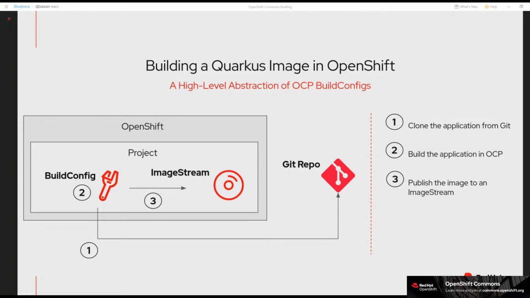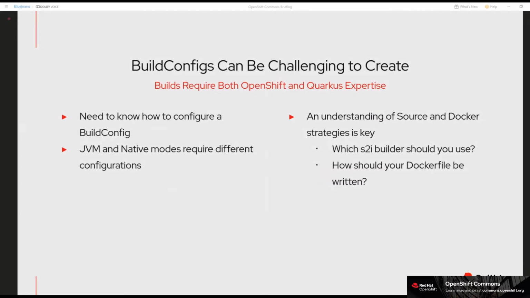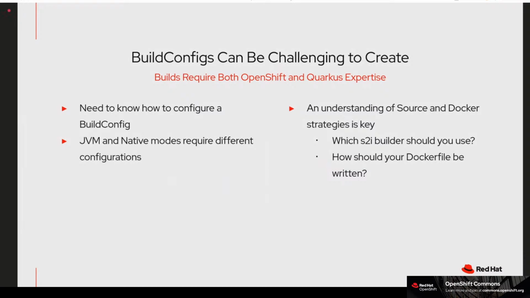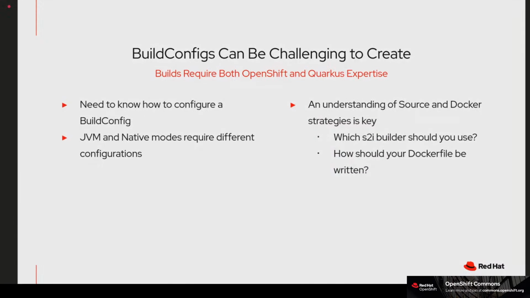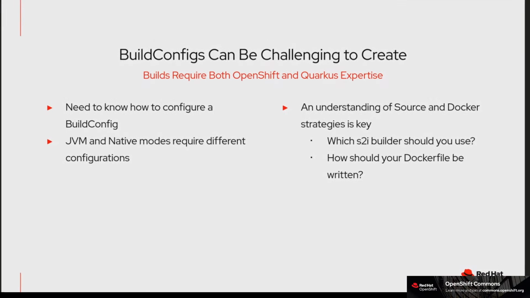Now, the challenge here is, okay, so we need a build config. How do we actually configure that build config? There are a few different challenges here, and it is going to require both OpenShift and Quarkus expertise. The OpenShift side comes in because you need to know how to create that build config, how the YAML is formatted, or what OpenShift commands to run. The Quarkus side comes in because you need to know what S2I builder you need to use to build your Quarkus app. How should my Dockerfile be written? And how do I create my Dockerfile to create an efficient build?